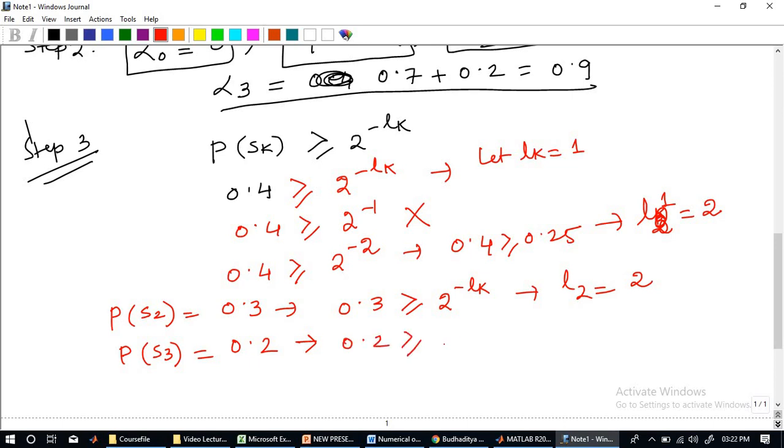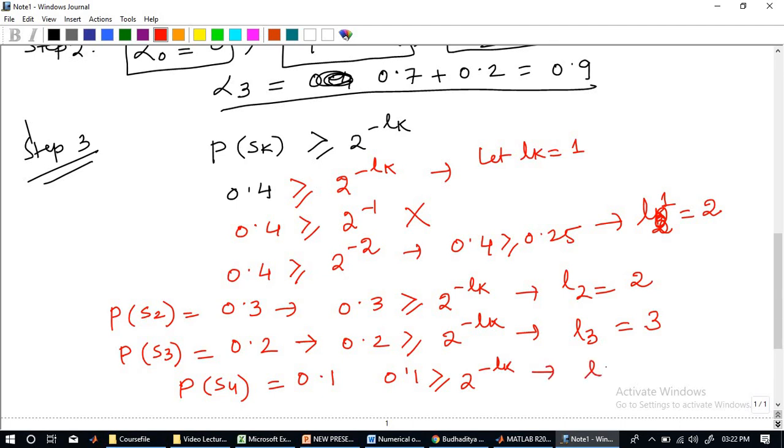What about P of S3, which was 0.2? Will it be L equal to 2 in this case as well? What will be the value of L? 3, because 1 by 2 to the power 3 is 1 by 8. So that satisfies. So this is 3. And naturally P of S4 is 0.1. So what will be the value in this case? Will 1 by 2 to the power 3 match? No. So it should be 4.